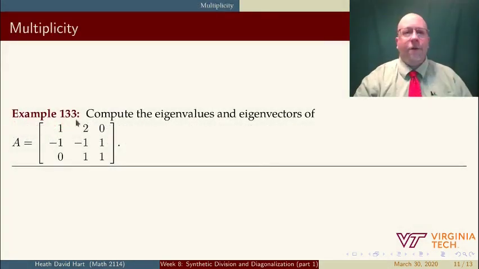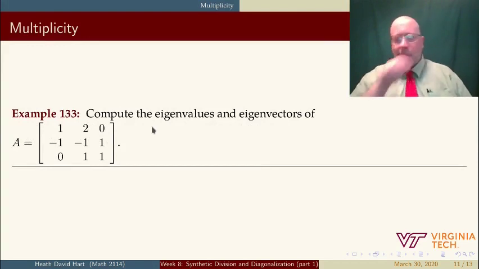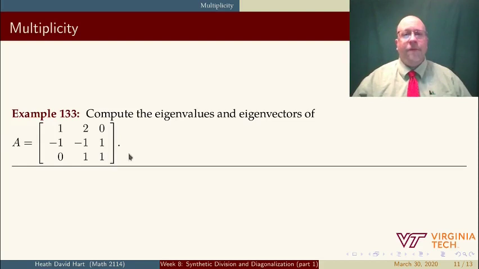All right, we're back. Let's compute the eigenvalues and eigenvectors for this matrix. The first thing we're going to need to do is find the characteristic polynomial. That is, we need to find the determinant of this matrix here. 1 minus lambda, 2, 0, -1, -1 minus lambda, +1, 0, 1, and 1 minus lambda.